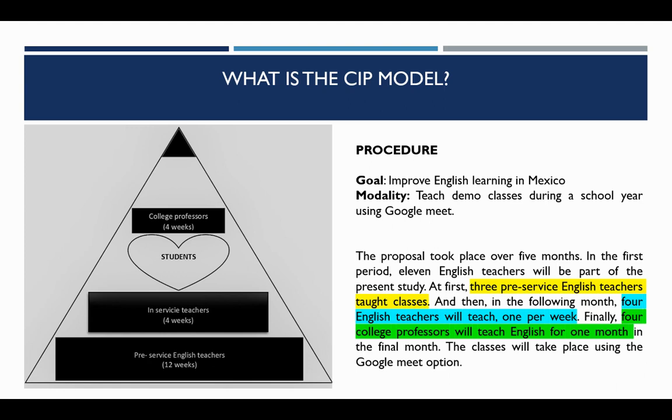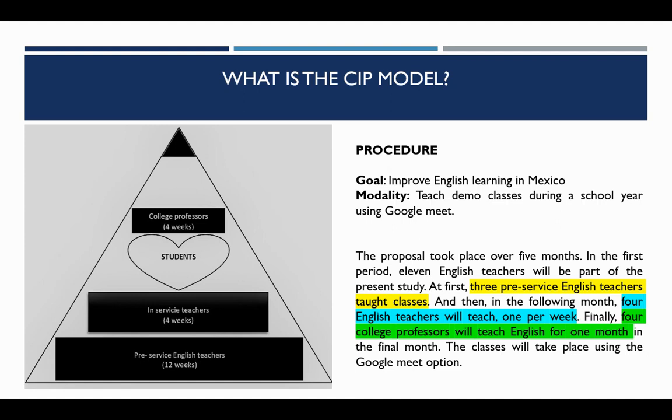Okay, moving on to what is the CIP model? The CIP model is an abbreviation that stands for college professors, in-service teachers, and pre-service English teachers. As you can see, we used one letter each for college, in, and pre to make the abbreviation. The goal in this case will be to improve English learning in Mexico. The modality will be to teach demo classes during the school year using Google Meet.